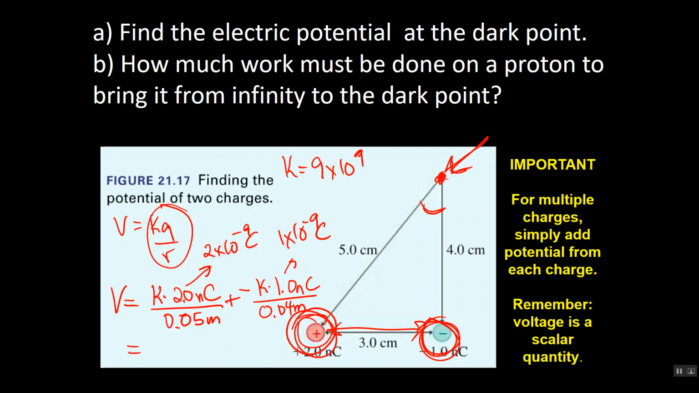Who can do this in their head, actually? Because I just realized these nanocoulombs and this nanocoulomb are going to cancel each other out. And dividing by 0.05 is the same as multiplying by 20. So it's 18 times 20? 360. So this is 360 minus, and then this is 1 times 9 divided by 0.04, times 25, right? Because dividing by 0.04 is the same thing as multiplying by 25.